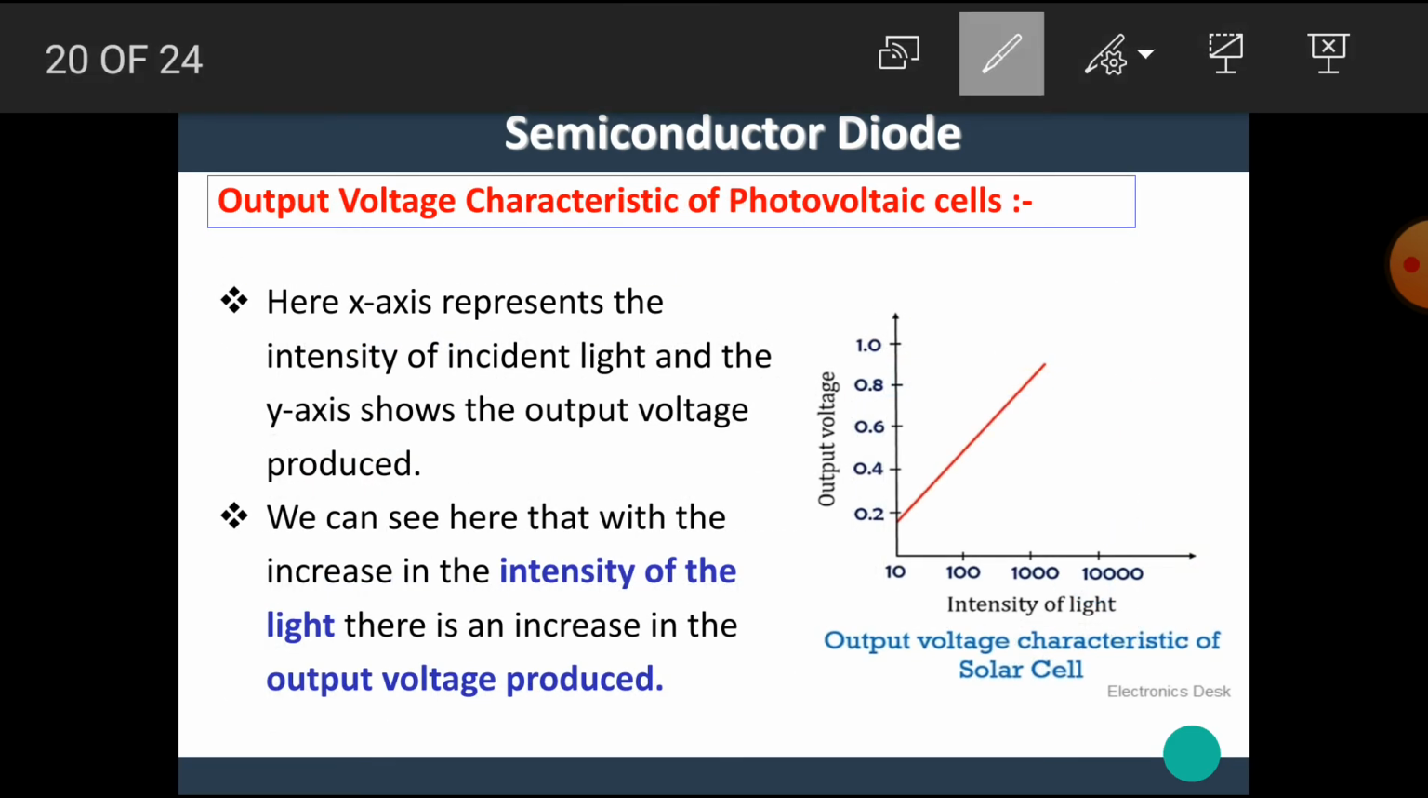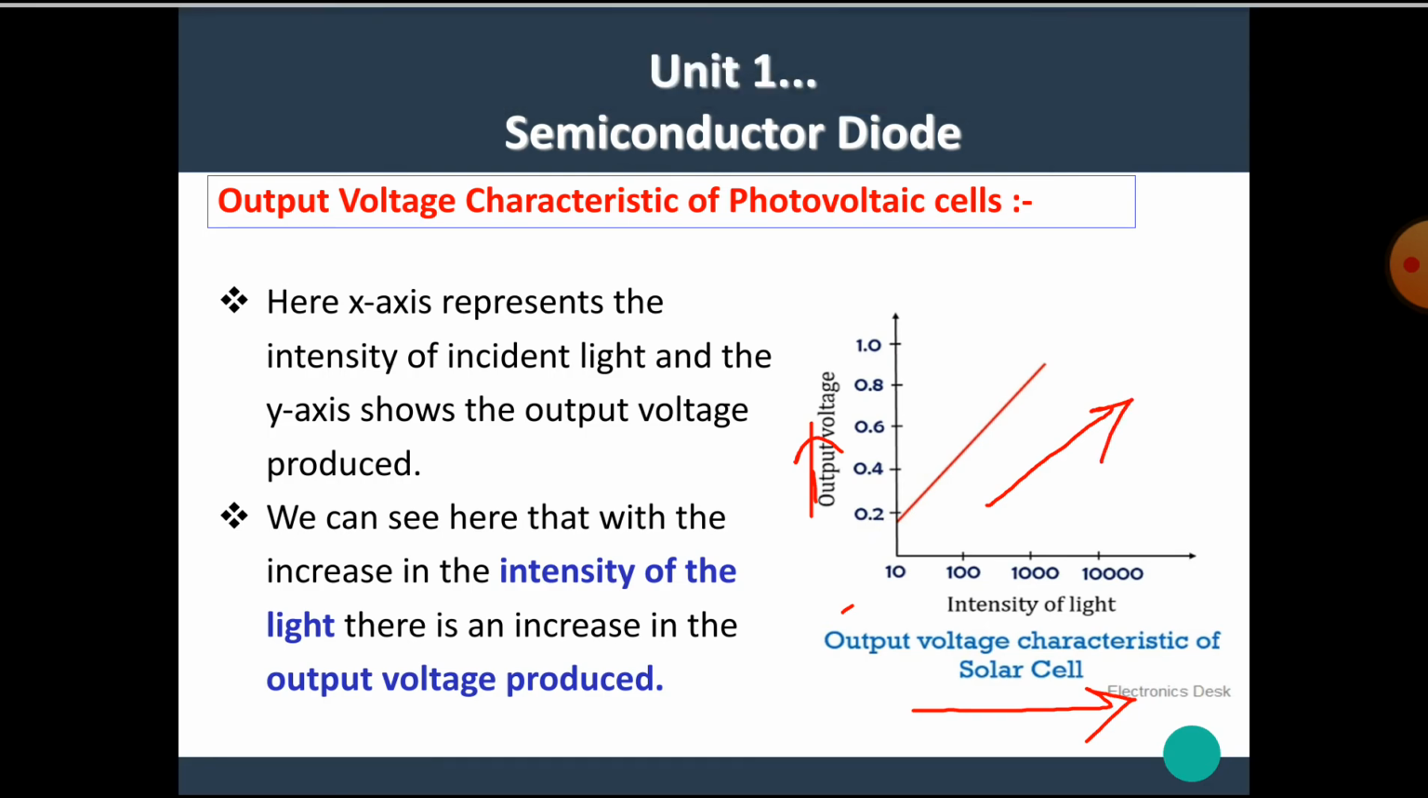The output characteristics of the photovoltaic cell are shown in this diagram. Here, the x-axis represents the incident intensity of the light and the y-axis represents the output voltage produced by the photovoltaic cell. We can see here that if we increase the intensity of the light, then there is an increase in the output voltage produced.